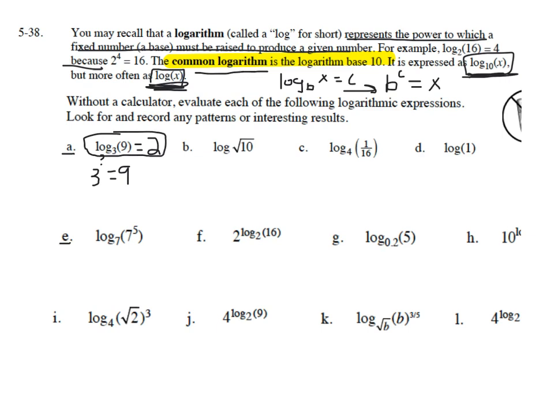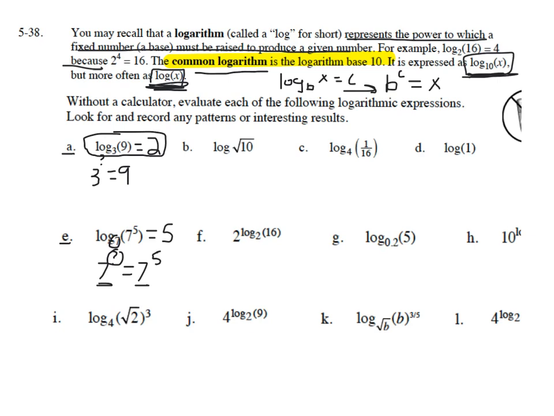Let's try E. I'm again going to use that inverse expression. If I have the log base 7 of 7 to the 5th, that means 7, this 7 right here, raised to some power has to equal 7 to the 5th power. Well, what does the exponent over here have to be in order for the two sides to be equal? That exponent has to be 5 also.